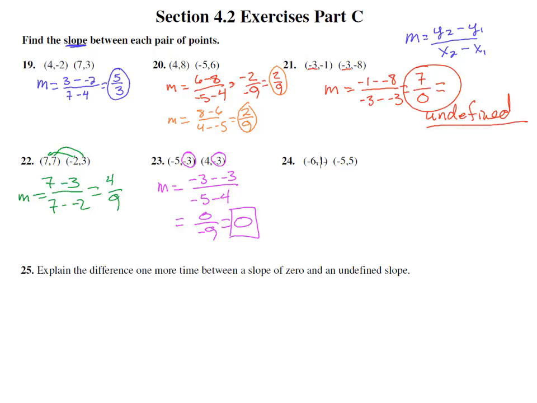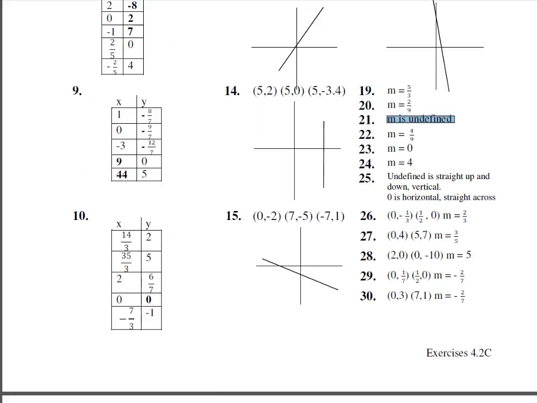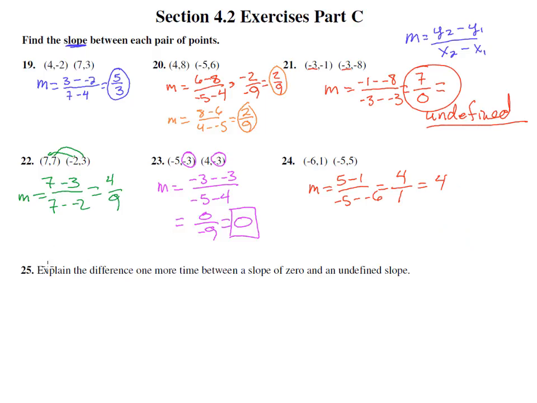Okay, number 24. Negative 6, 1, negative 5, 5. y minus y, so 5 minus 1 over negative 5 minus the minus 6. What does that equal? Well, 5 minus 1 is 4. Negative 5 minus a minus 6, that's negative 5 plus 6, is 1. So 4 divided by 1 is a slope of 4, and you can write that either way. Let's check our answer. And there's a slope of 4. Good.